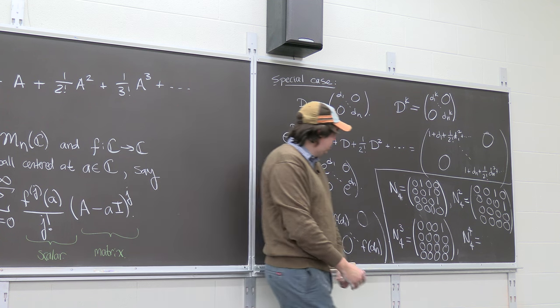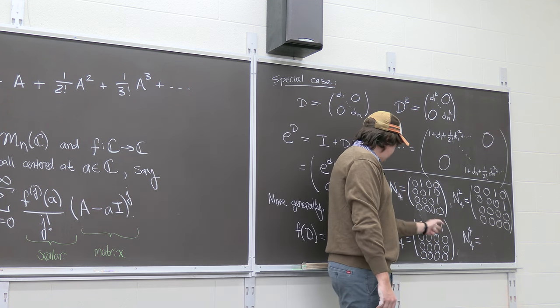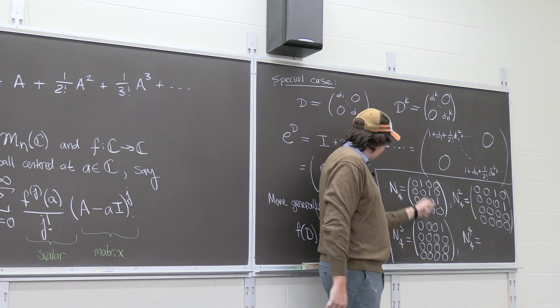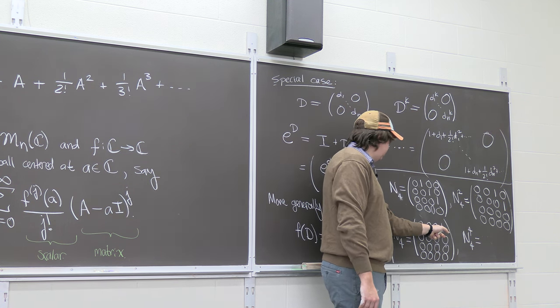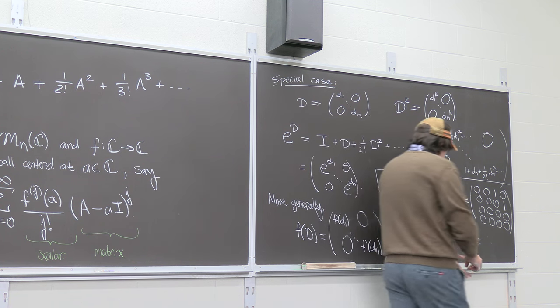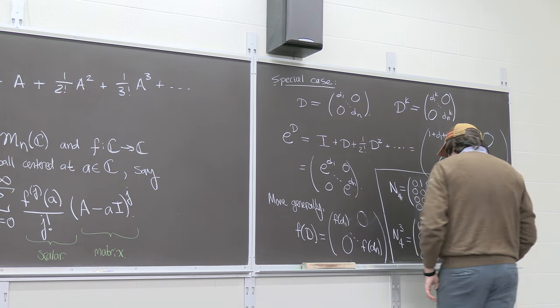Yeah, like any row times these columns gives you zero, because this first column is all zero, so there's no way anything times this one gives you anything but zero. So it just comes out to be zero. Okay, so what's the pattern?